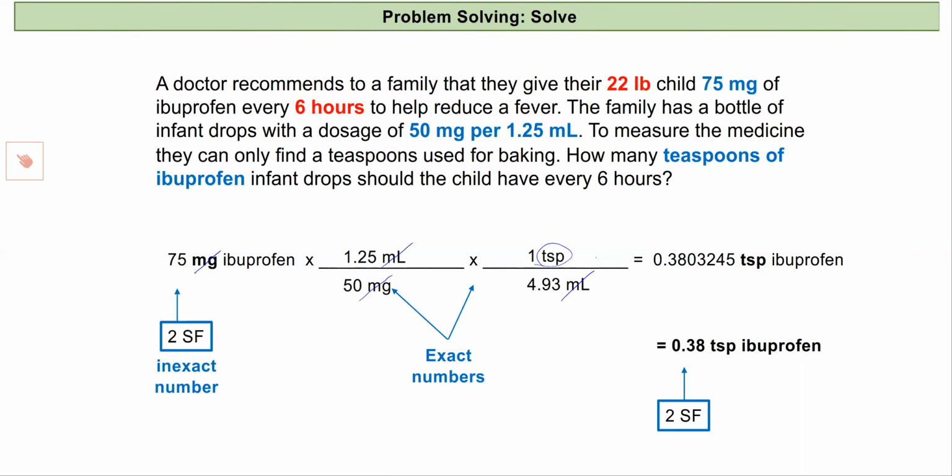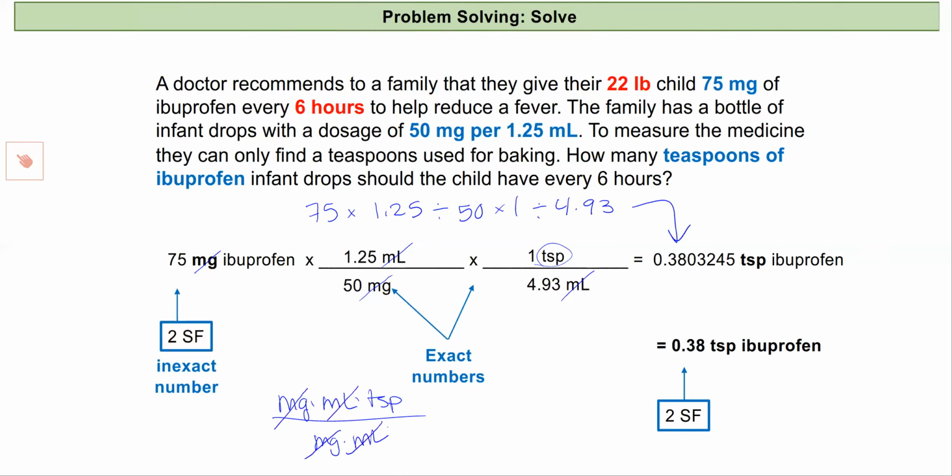So now I plug into my calculator 75 times 1.25 divided by 50 times 1 divided by 4.93. And that gives me this value right here. Now, if I take all my units and multiply them together, I have milligrams times milliliters times teaspoons divided by milligrams times milliliters. My milliliters cancel, my milligrams cancel, leaving me with teaspoons. And that'll be my units. And this is a long number that came out of my calculator right here.